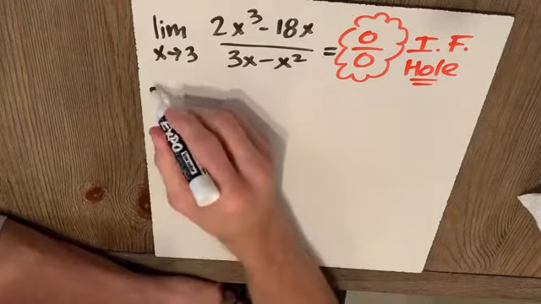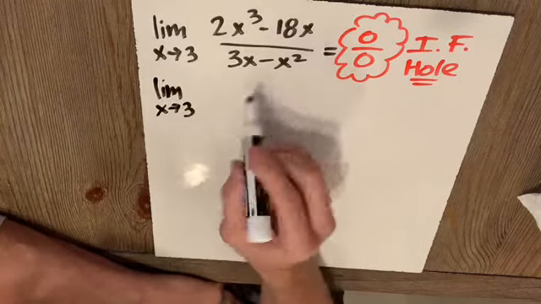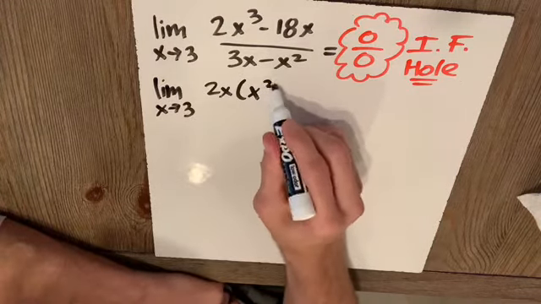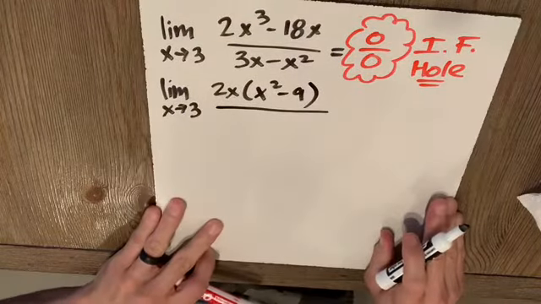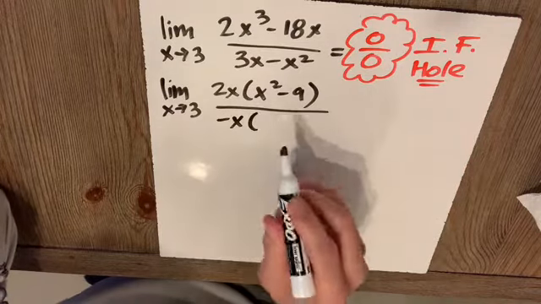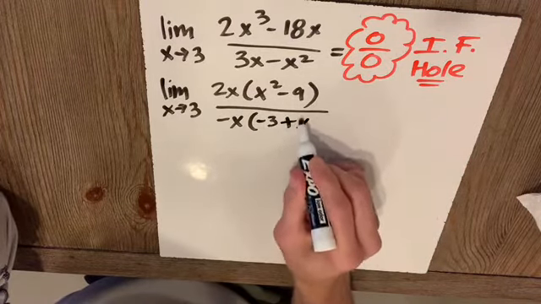So let's try to factor. That's going to be our plan B. Factor. Well, I can take out a 2x in the numerator and I'm left with x squared minus 9. And in the denominator, I'm going to be very sneaky and I'm going to take out a negative x. And I'm left with negative 3 plus x.